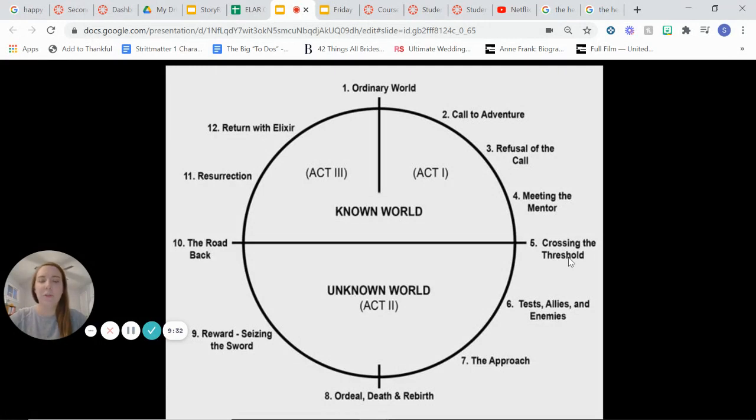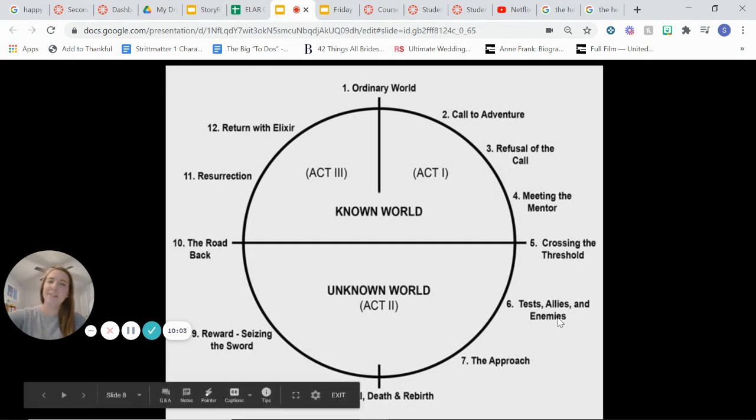Crossing the threshold is the point that the character actually goes into the unknown. This is where the journey, the adventure, really starts. So this is where Anna officially sets off to go find Elsa. I said Hans earlier. Shame on me. Hans is not the mentor. Kristoff is the mentor. Bad Mr. Matter. Sorry, so she met with Kristoff. So crossing the threshold is when she actually starts on the sled with Kristoff.